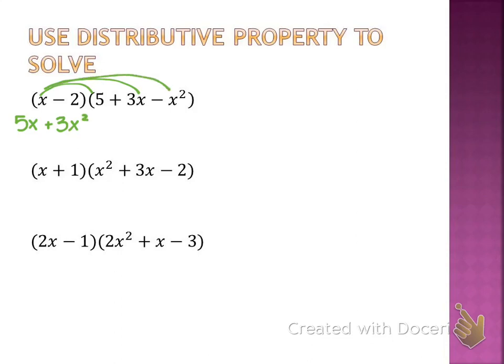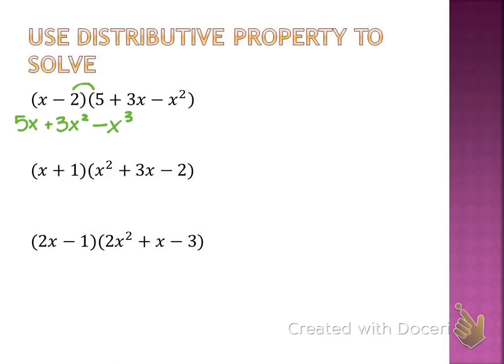X times negative x squared is negative x to the third. And what you do with this is you count how many x's I have. I have 2 here and 1 here. That's why my new exponent is 3. That's how you multiply when you're doing variables. Okay? Now let's do the negative 2 because I'm not done.